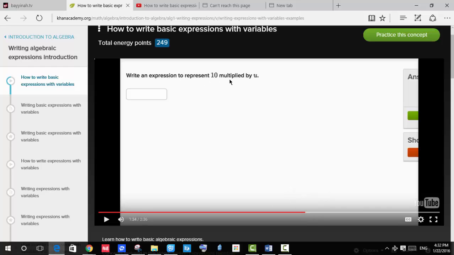Write an expression to represent 10 multiplied by u.